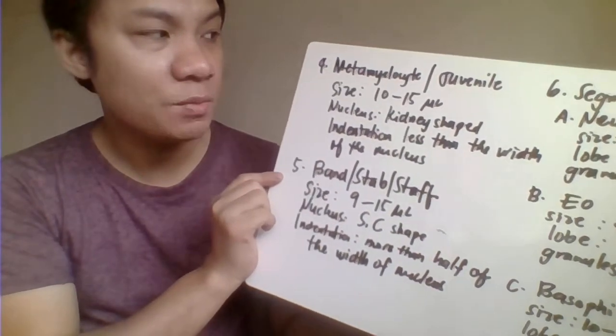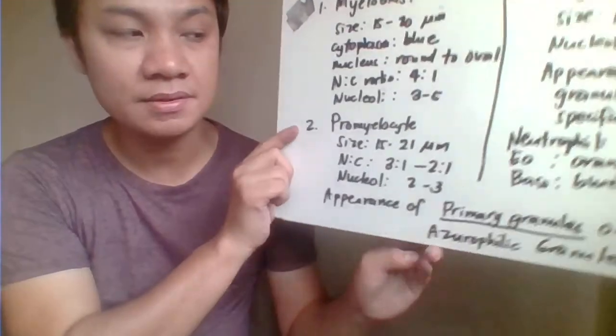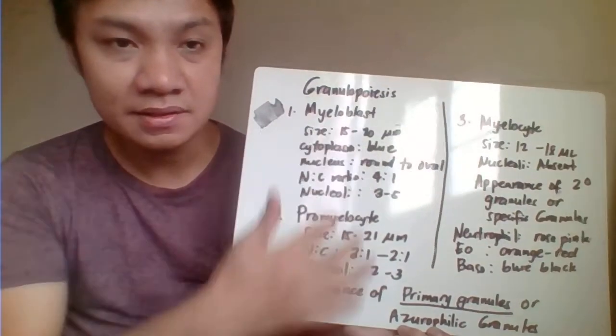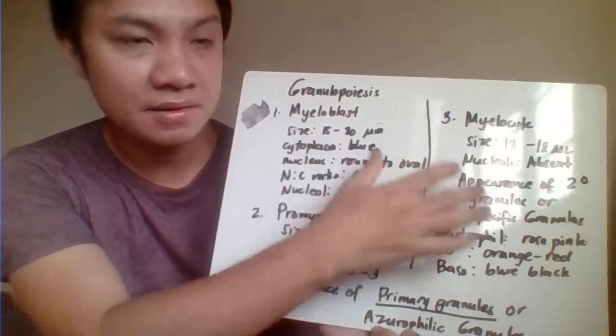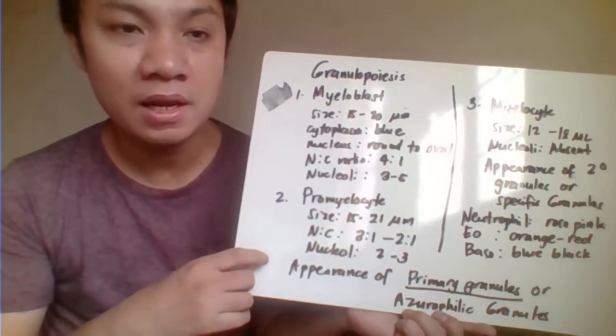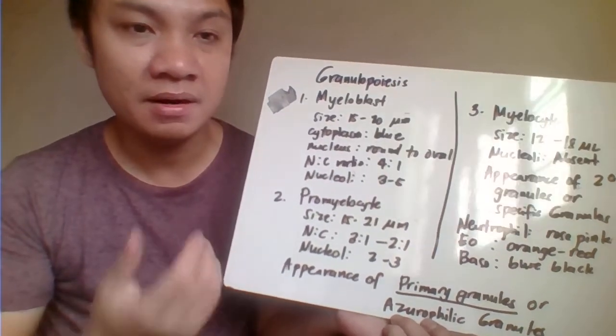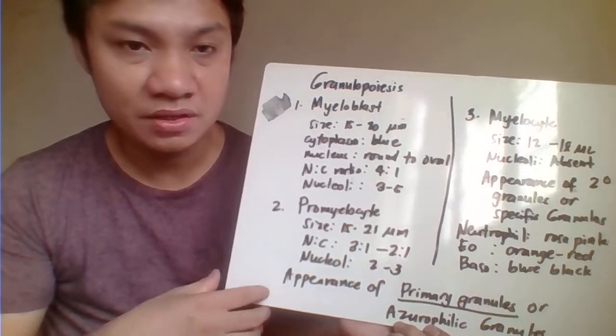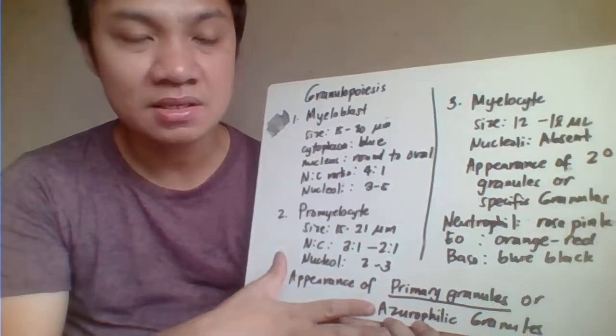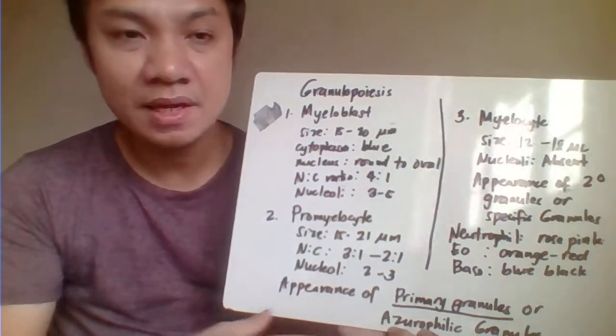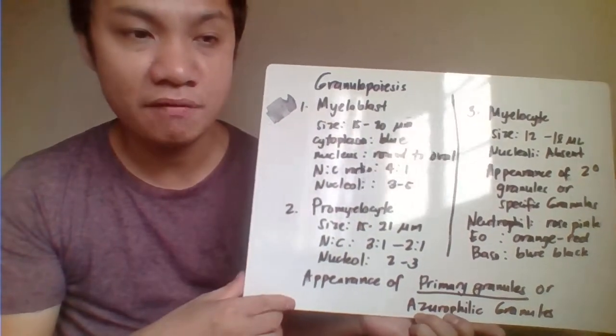Before the next stage, these three stages from the myeloblasts up to the myelocytes are all capable of mitosis, or cell division. The next stage after the myelocytes is no longer capable of mitosis.